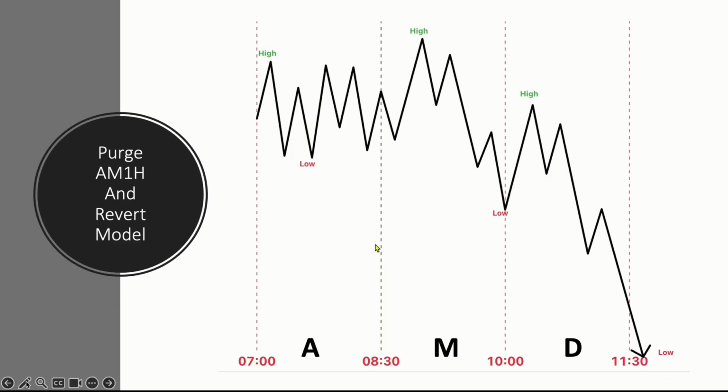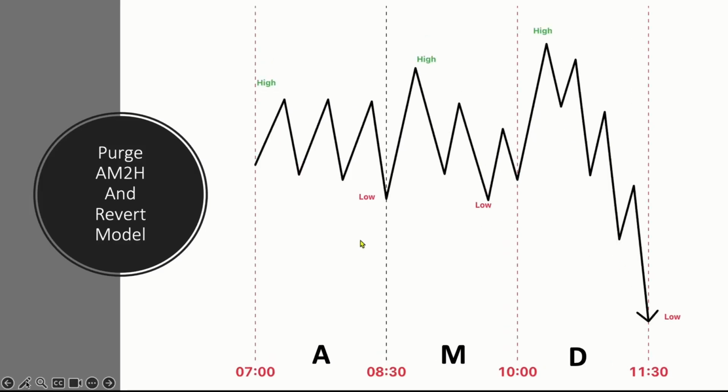So to summarize this scenario, we see a run on the high that forms between 7 to 8:30 during 8:30 to 10, and this sets up the highest price of the AM session, of the morning session, and then the market begins to fall and it distributes going into lunch at 11:30.